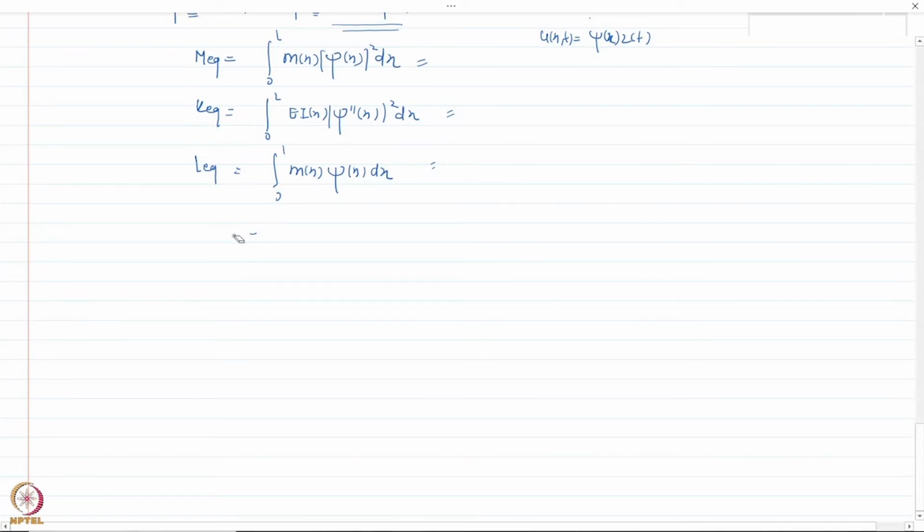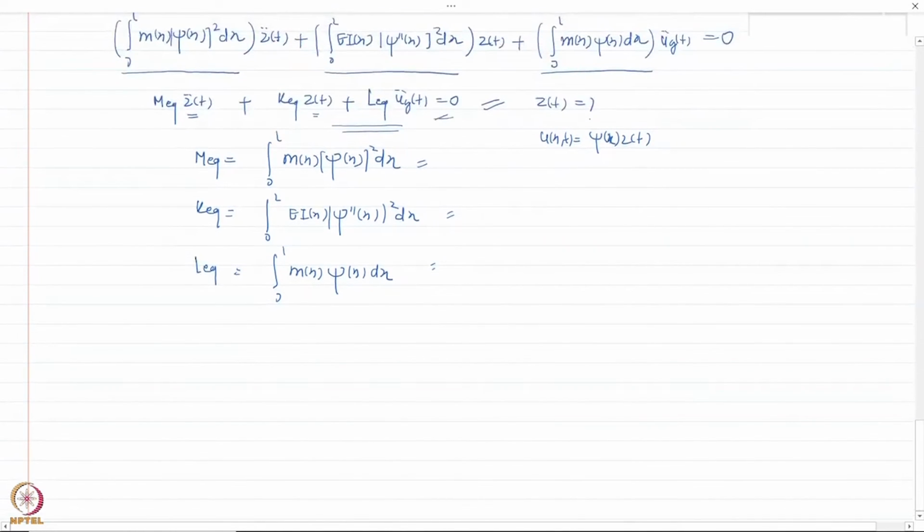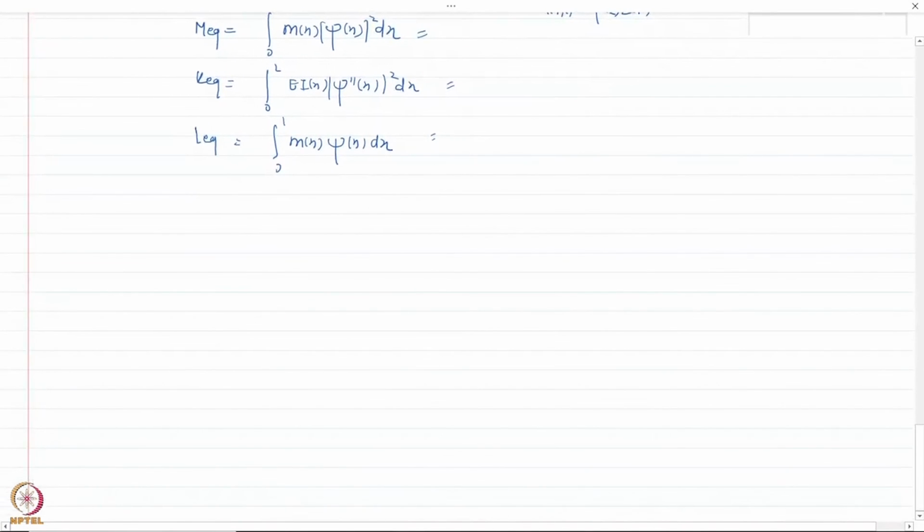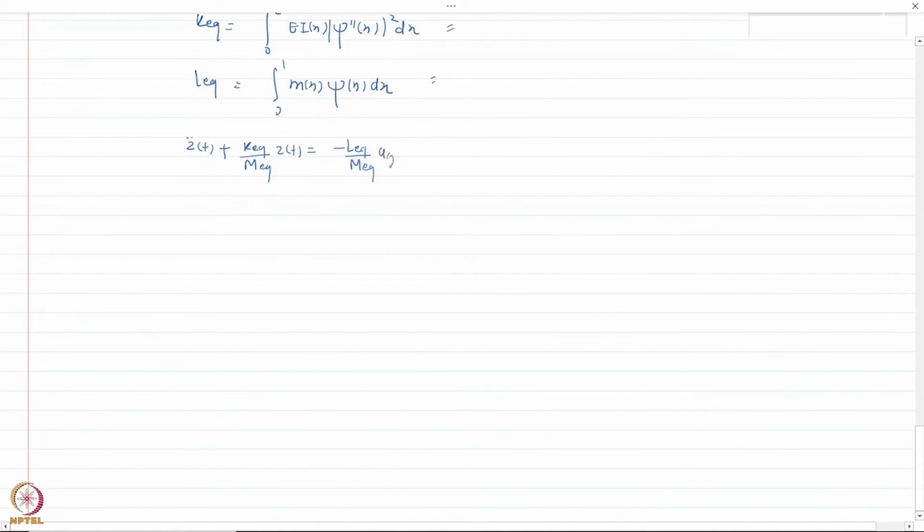So first let us write down this expression that we have in this form. Let me rearrange that so that I can write it, first for the undamped system, as z double dot (t) plus K equivalent divided by M equivalent times z(t) equals minus L equivalent over M equivalent times u_g double dot (t).